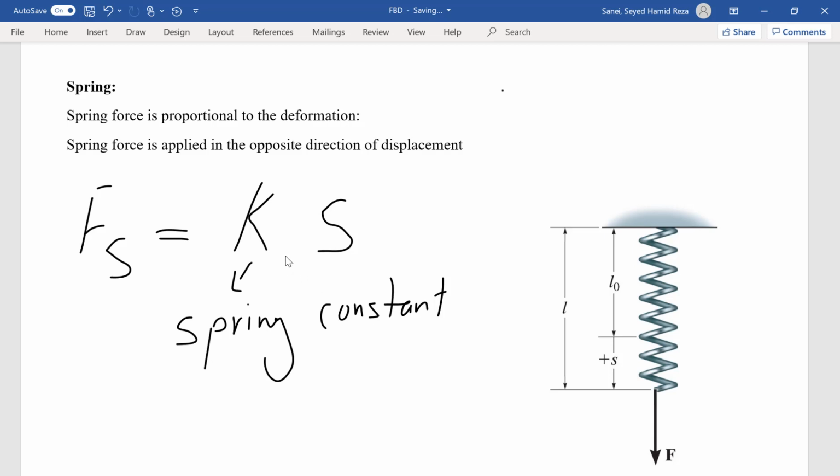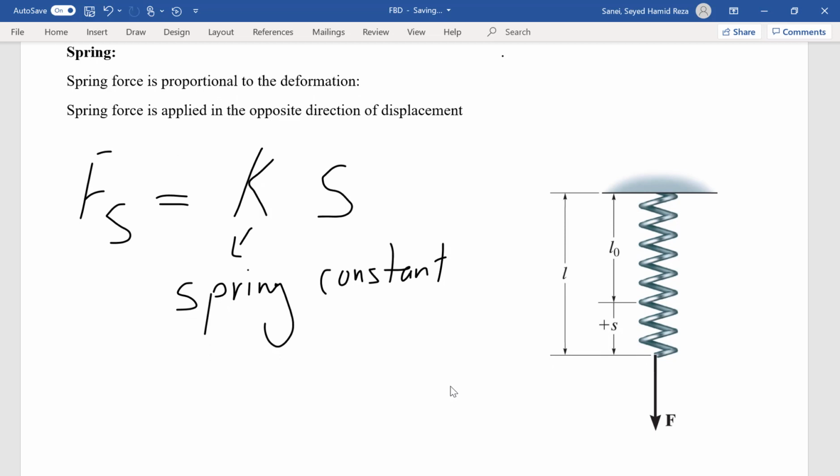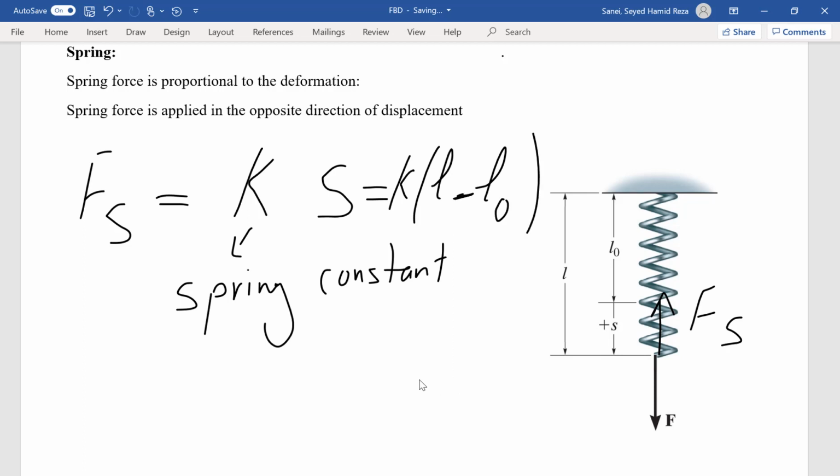And the spring force is applied in the opposite direction of displacement. So if I'm trying to stretch this spring in this direction, the spring force is acting in the opposite direction. And S is the deformation, which is the final length minus the original length, which here we show by L naught.